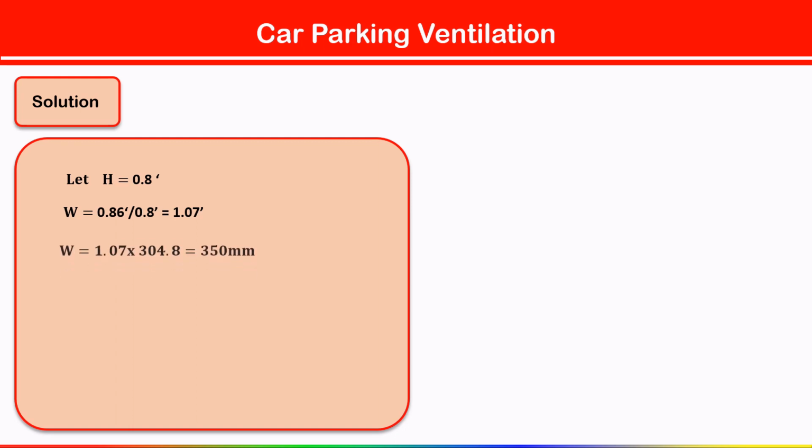Now convert this feet into mm. When you convert, you will get width of duct 350 mm and height 250 mm. Then just divide both of them, 350 divided by 250. You will get a value around 1 point something. It means you are under that 1:4 ratio, so the condition is satisfied. It means the height which we have selected is right. So the width and height of this duct is given here.